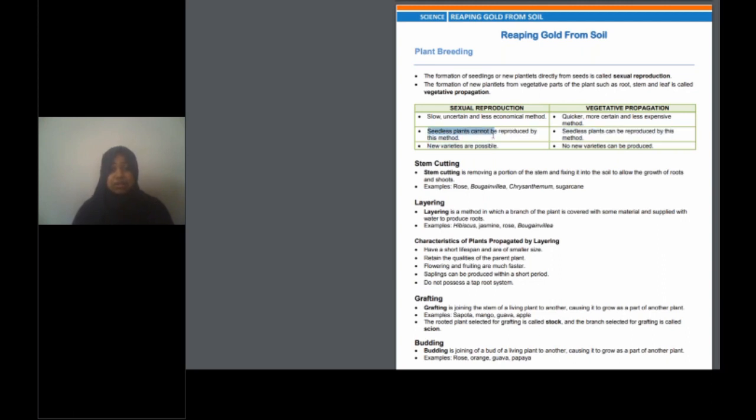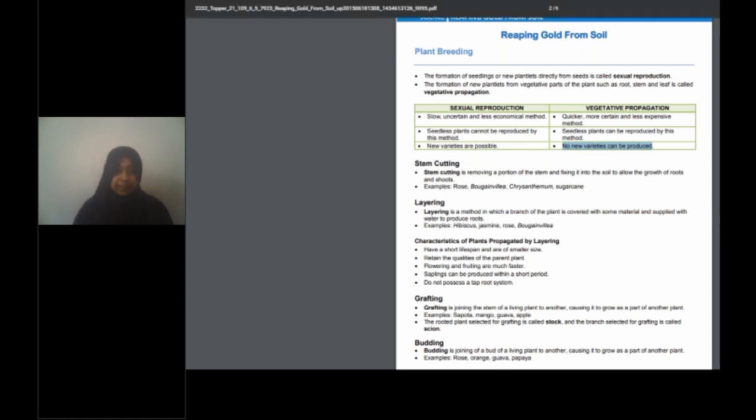Seedless plants cannot be reproduced by sexual reproduction, but seedless plants can be reproduced by vegetative propagation. New varieties are possible in sexual reproduction, but no new varieties can be produced from vegetative propagation, because during vegetative propagation we get the same variety of plant.